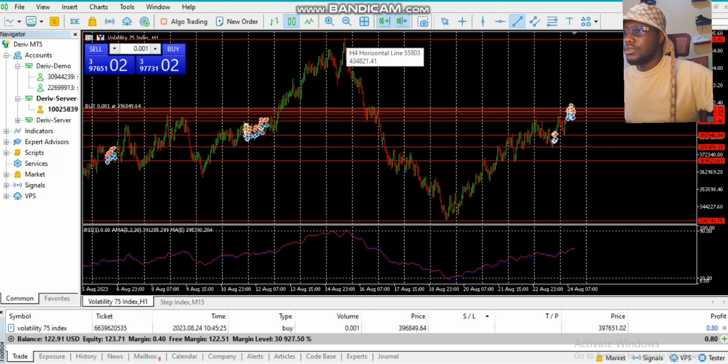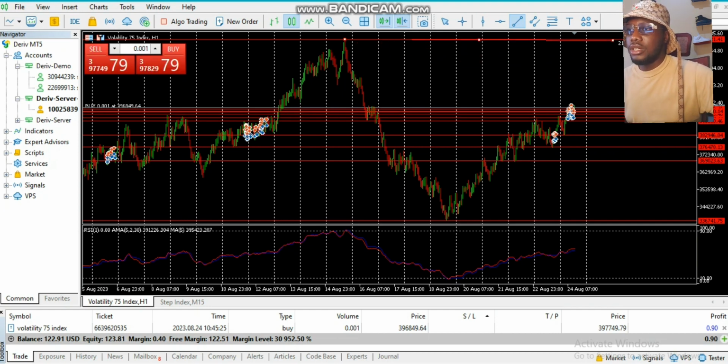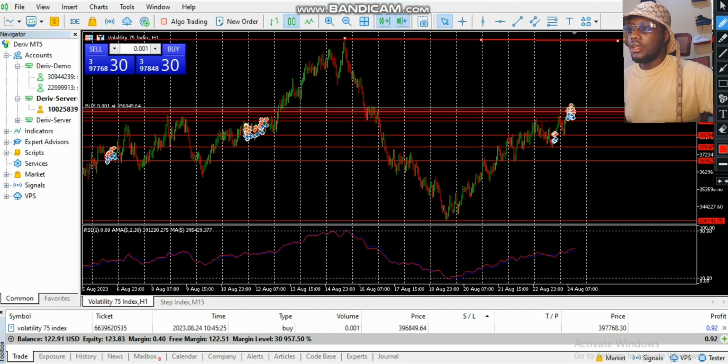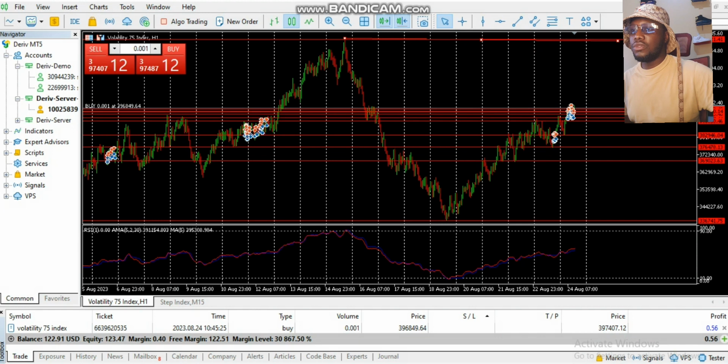You see where this is? First, let me try to do this. Okay, let me try to do that. So the market needs to reach somewhere here. Let me just draw a trend line. It needs to reach here, like this. It needs to hit the red line. So I'm hoping to make money in this area, the whole lot of this area here.